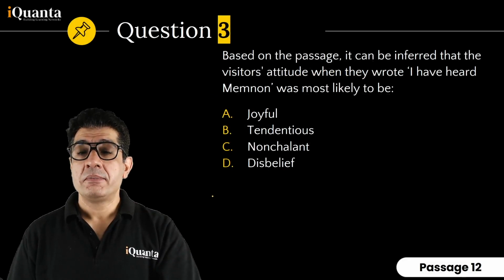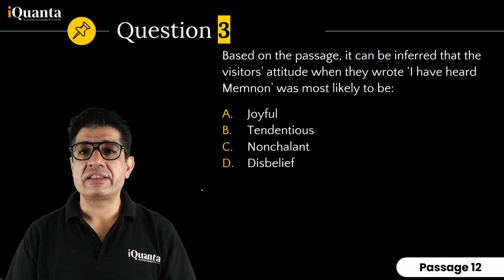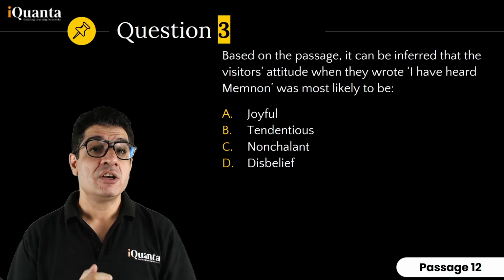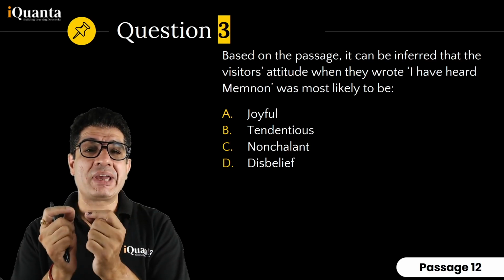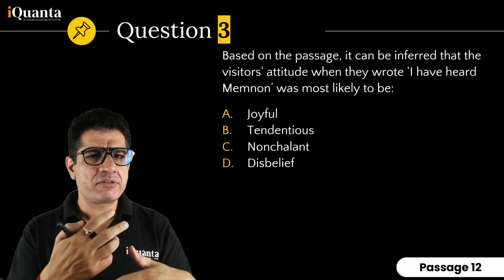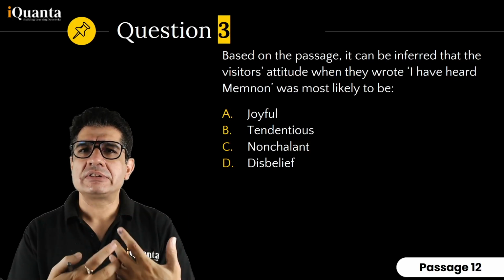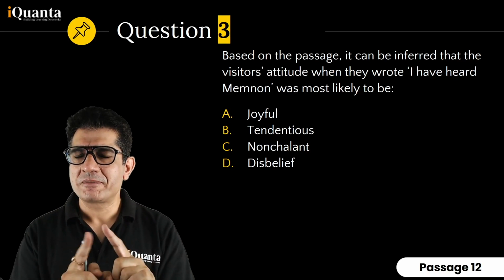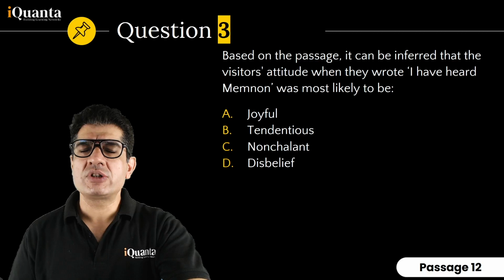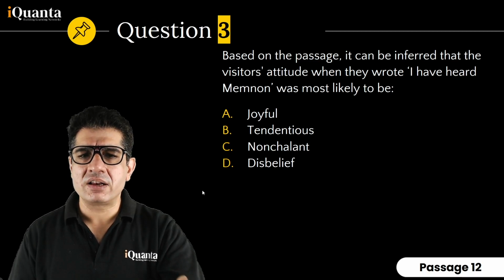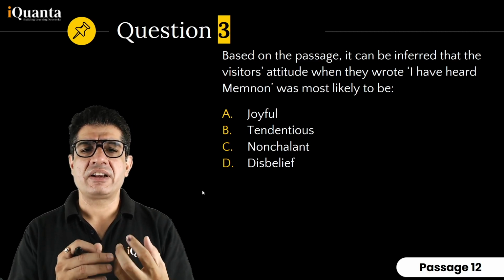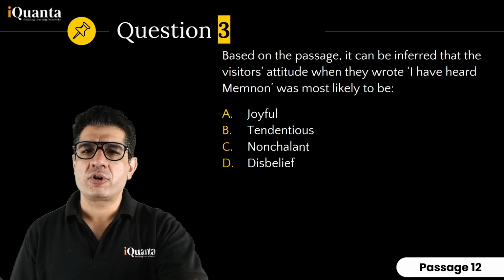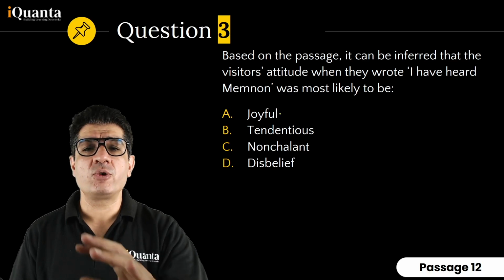There you go. Based on the passage, it can be inferred that the visitor's attitude when they wrote, I have heard Memnon was most likely to be. So those visitors took the pains to travel. And whatever was written there was written out of a positive feeling or a negative feeling. Has to be positive, right? In fact, the passage uses words like spectacle, and they felt happy and joyful in that context, right? Because of that, and therefore, considering that we're looking for a positive word, the only positive word that I have here is A.